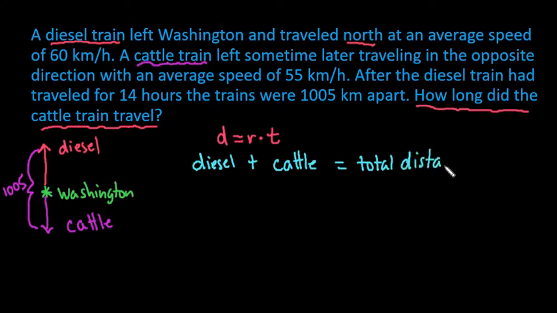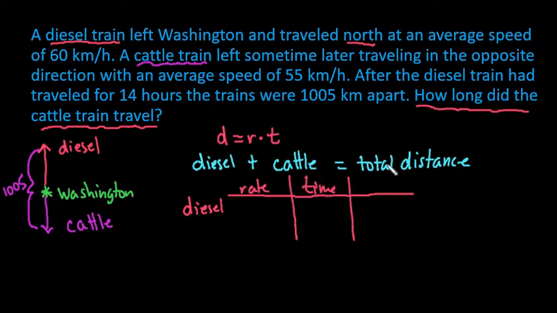With any of these, I would advise setting up a spreadsheet, or table, just to help you keep track of what's going on and make it easier to see. You don't have to do this. It's just a little trick to help you out. We need to know how fast the diesel train is going, and the time the diesel train is traveling, and that would give us our distance, because distance is rate times time. We need to do the same thing with the cattle train.